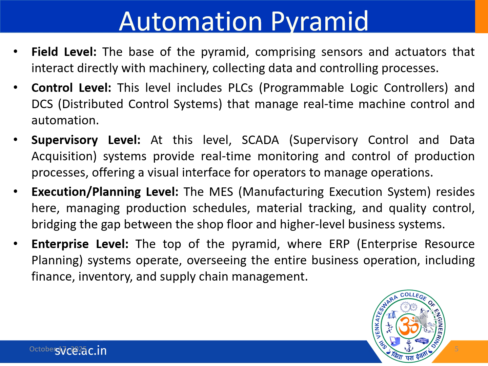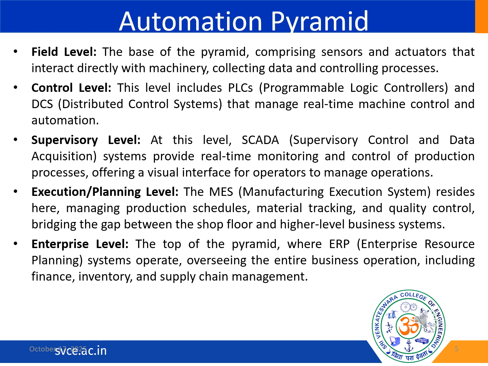MES resides in this layer, where production schedules are managed, and it keeps track of material tracking and quality control, and it also bridges the gap between the shop floor and higher level business systems. Moving on to the next level, it's the enterprise level. At the top of the pyramid, we have ERP, that is Enterprise Resource Planning Systems. This system oversees the entire business operation, which includes finance, inventory, and supply chain management.